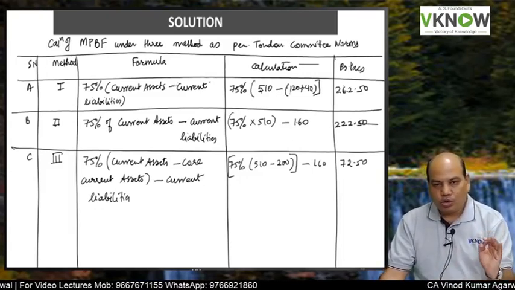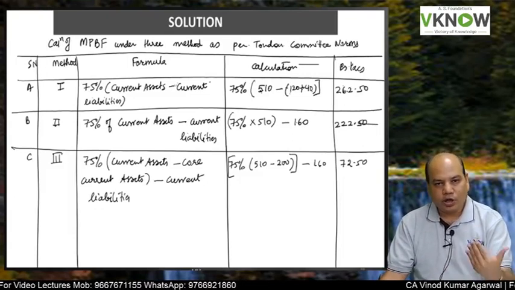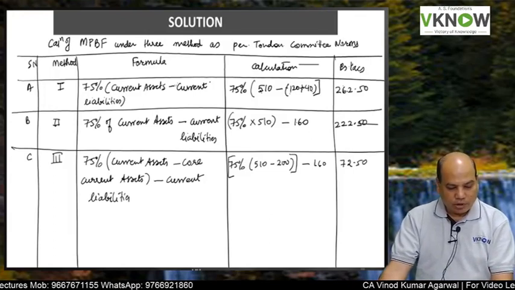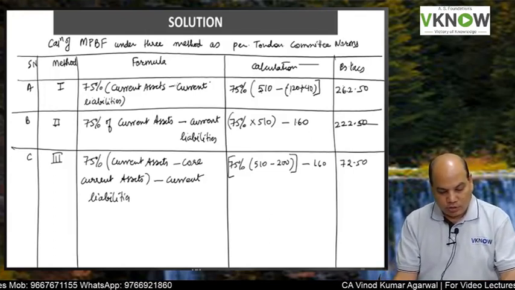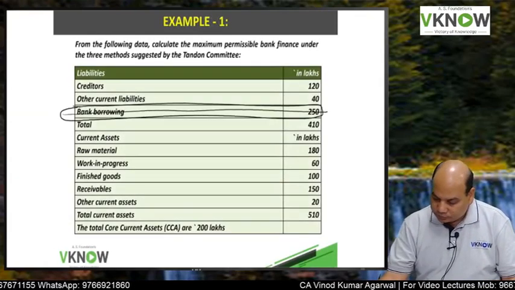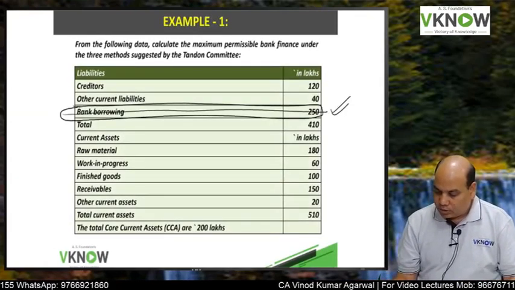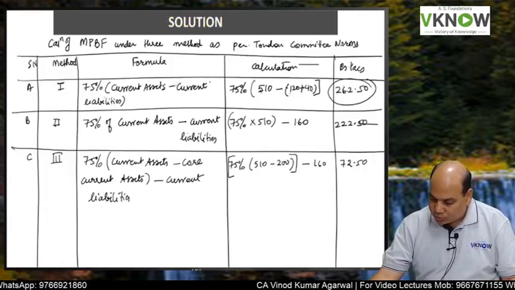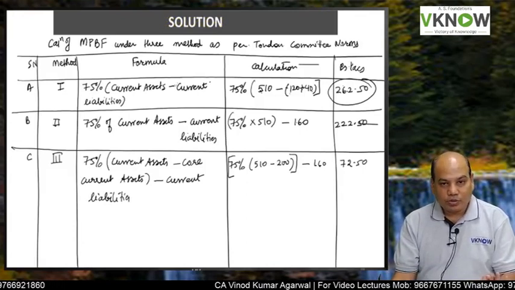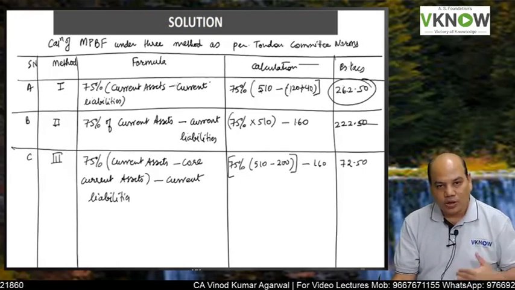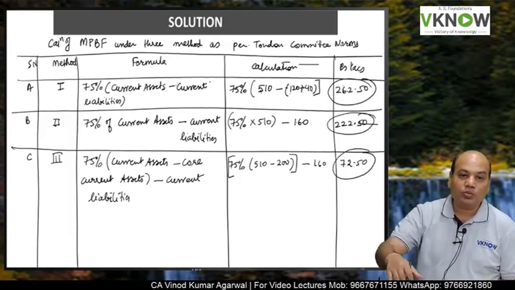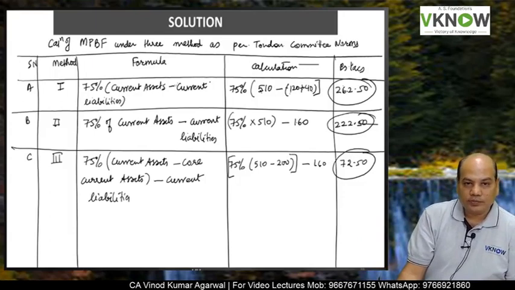Banks' involvement will reduce, owners' involvement will increase. What is the current bank borrowing? 250. And how much can they borrow? 262.5. So in the first method, the company still has 12.5 which it can borrow or the bank can lend. But in the other two methods, the company has already borrowed more than the MPBF.